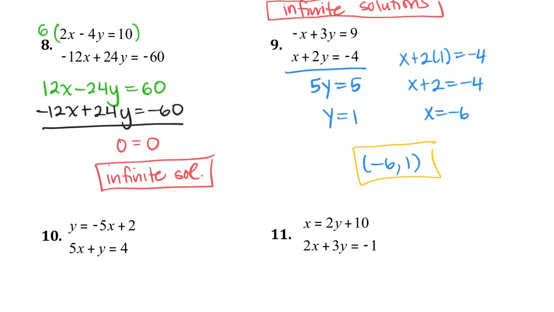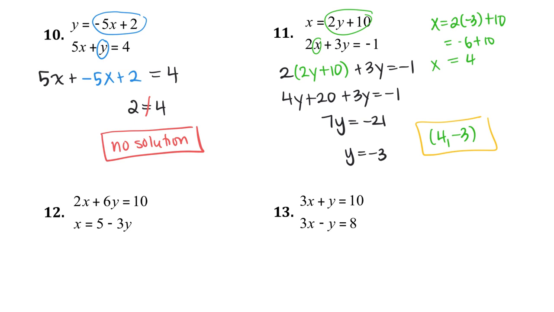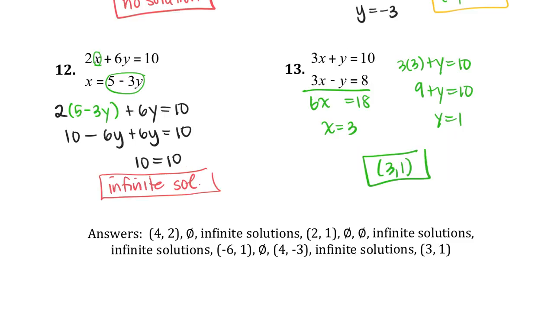Unpause when you're stuck. Okay, for 8, I got 0 equals 0, which meant infinite solutions. Make sure you show this step to show that you've gotten to a true statement. For 9, -6 comma 1. Okay, for 10 and 11, I used the substitution method. For 10, I plugged it in. I have 5x minus 5x, which cancel. So I get 2 equals 4, which is not true, so this is no solution. For 11, I also did substitution, and I got 4, -3. Okay, and then for 12, substitution again. Again, the -6y, +6y cancel, so I got 10 equals 10, which is always true, so infinite solutions. And then for 13, I did elimination, and I got 3, comma 1.